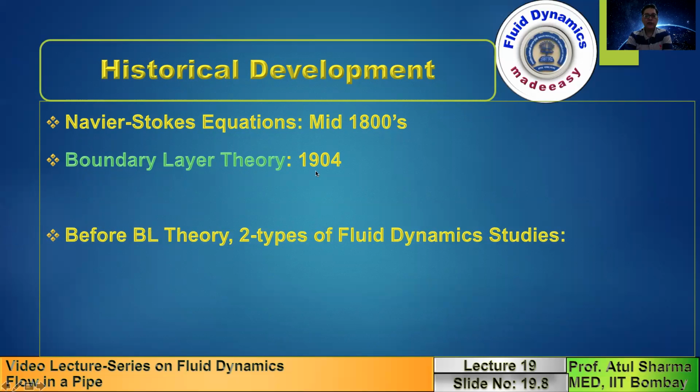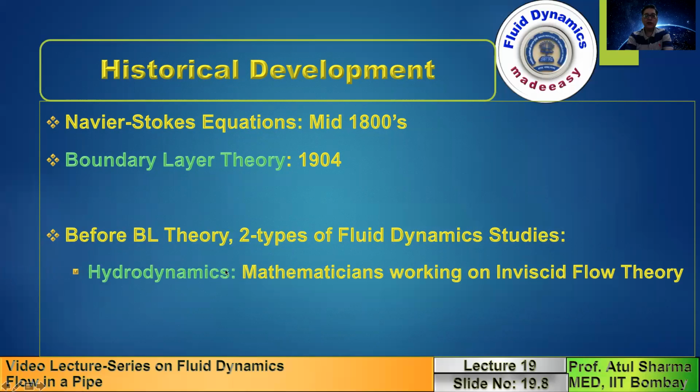Before boundary layer theory, there were two types of fluid dynamics studies, and these studies were done by two different types of people. The first group were mathematicians, and the second group were experimentalists. Before 1904, when the boundary layer theory was proposed, the theoreticians, the mathematicians, used to consider the fluid as an ideal fluid, incompressible and with negligible viscosity. So they used to consider the viscous force as negligible, and they used inviscid flow theory.